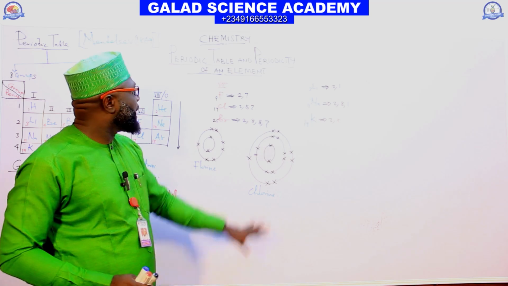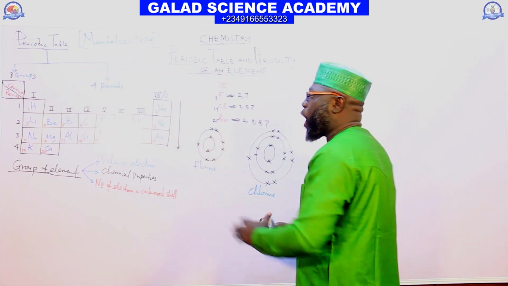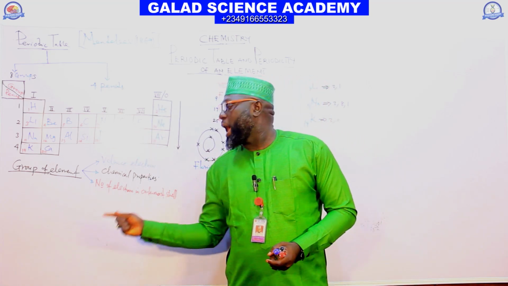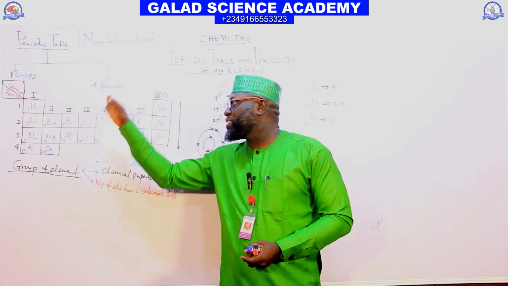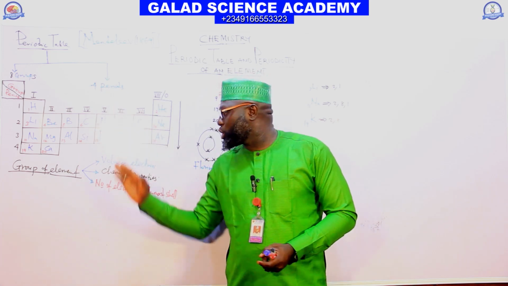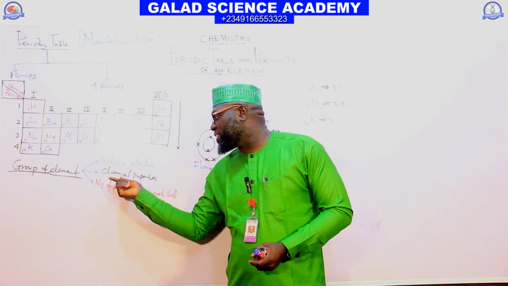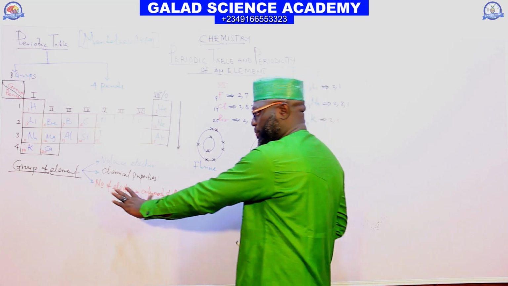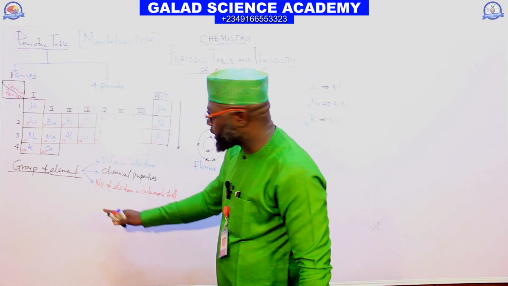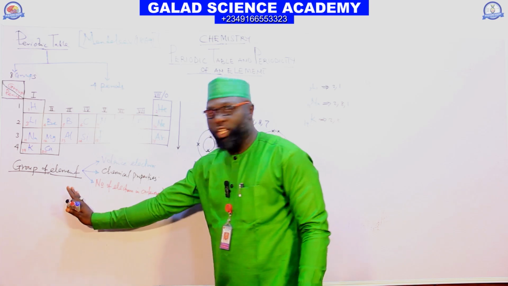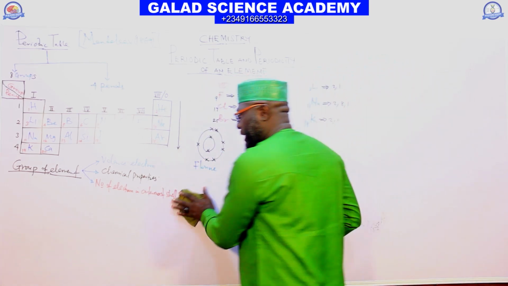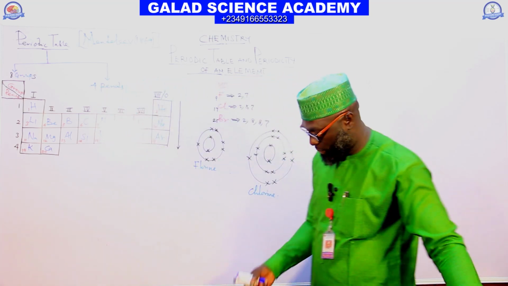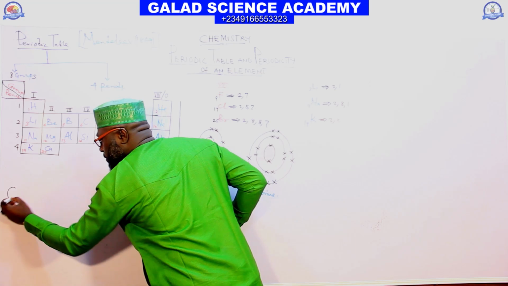So all I'm trying to say here is that the group of an element can be determined by its valency electron. Elements of the same group must have the same valency electron, and two elements of the same group must have the same chemical properties. And groups can be classified into how many? 8. Let us look at it now.